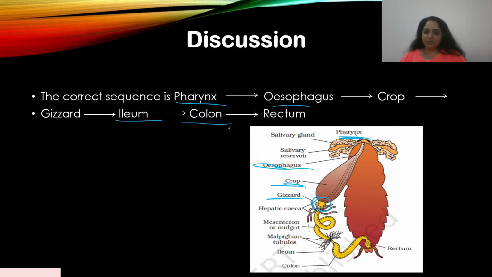All right, so this diagram is taken from NCERT, so you shouldn't be unfamiliar with it. You have to learn all the diagrams present in the textbook. So this is very simple. You have to remember the structure, the anatomy of the alimentary canal of the cockroach. All right, so let's move on.